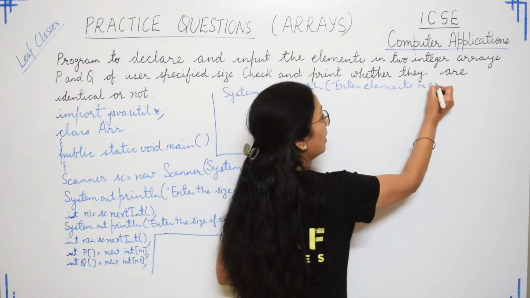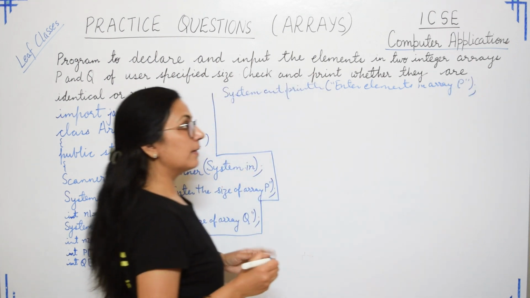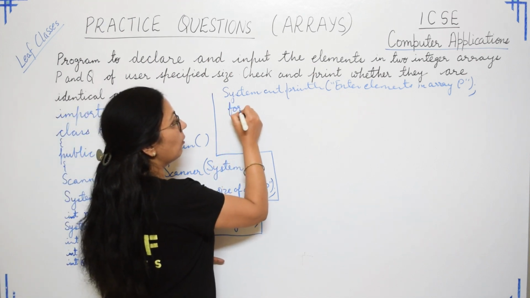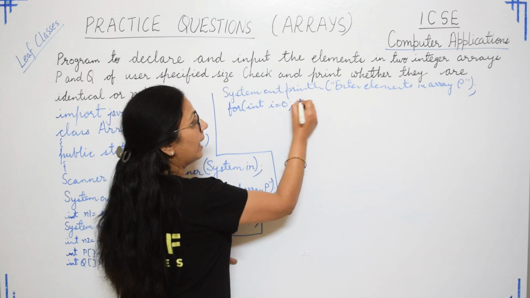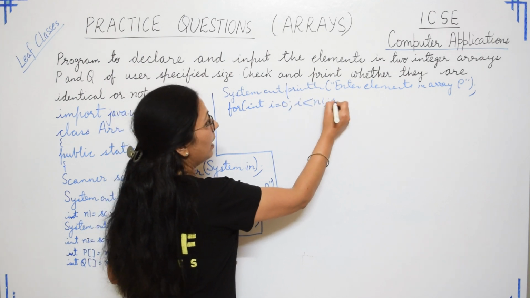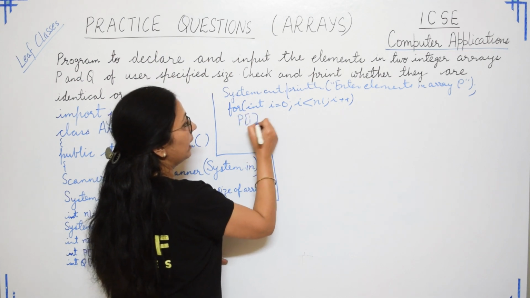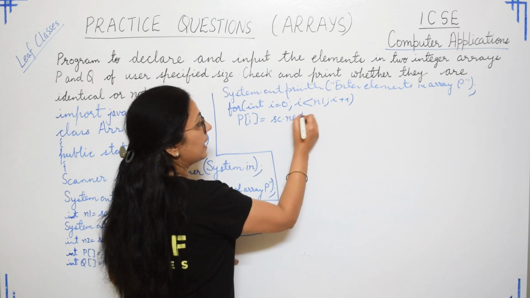in array P. And after that, the size of array P is N1. We will take the loop for int I equals 0, I less than N1, I plus plus. P of I is equal to sc.nextInt.